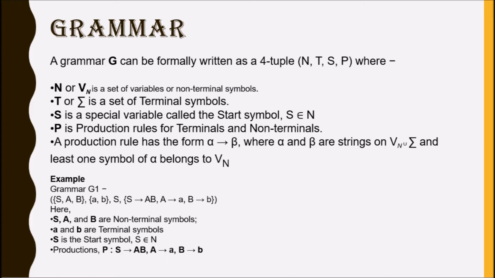A production rule has the form A goes to B, where A and B are strings on Vn and at least one symbol of A belongs to Vn. For example, we have a grammar G1. Here in this grammar, we have S, A and B in capital letters as non-terminal symbols, and a and b in small letters as terminal symbols. S is our start symbol. So here we can see our productions are S goes to AB, A goes to a, and B goes to b.